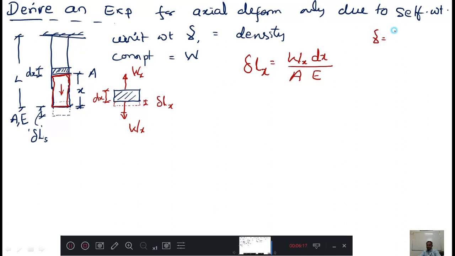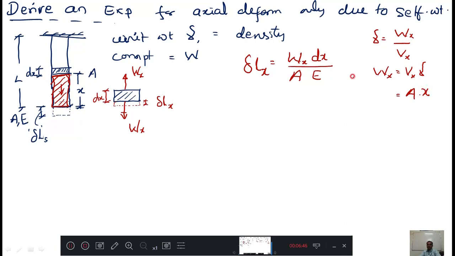Always the density is equal to weight by volume. If I consider a small weight, then the volume is also small. Then this Wx I can write as Vx into gamma. Vx into gamma. Then what is this Vx? Vx is a small volume which is shaded by a red color. Then this volume I can write as area into x.